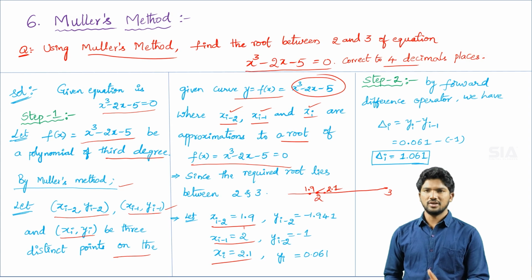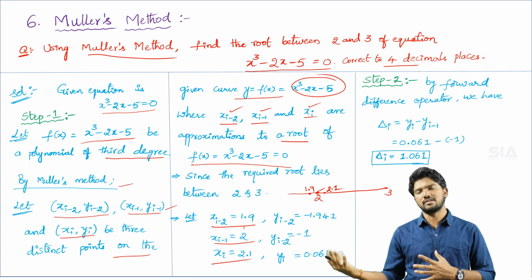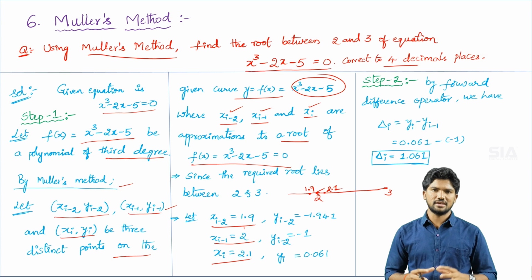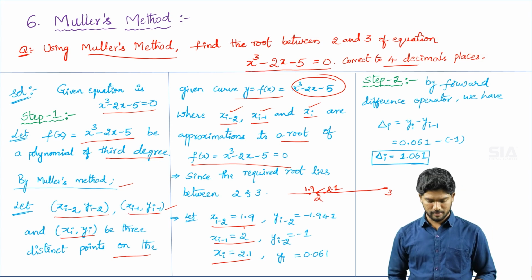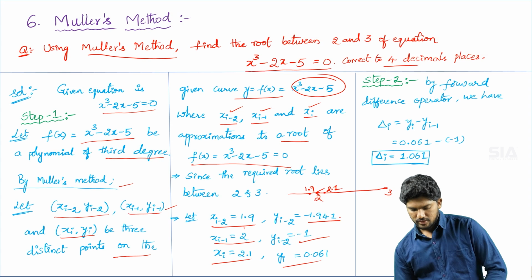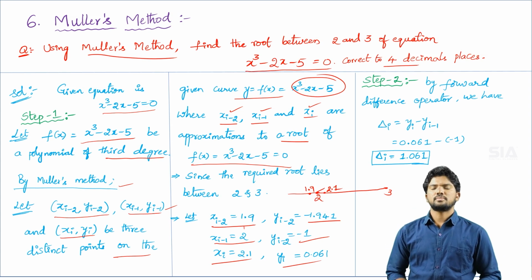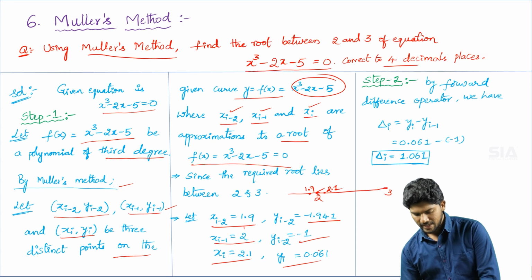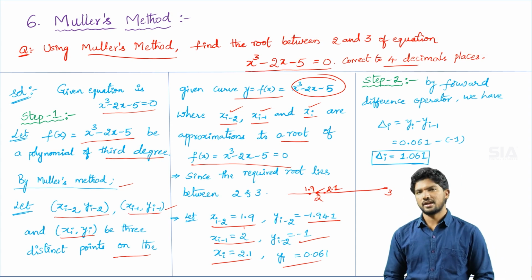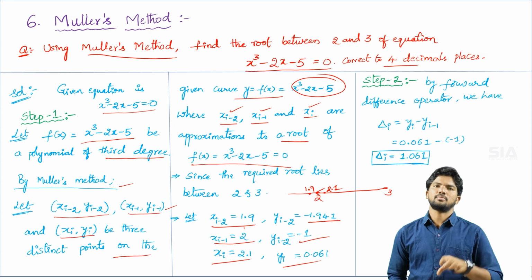Okay, so for x suffix i minus 2, the left neighborhood value is 1.9, and for x suffix i, the right neighborhood value is 2.1, and the 2 itself we have taken as x suffix i minus 1. Similarly, y suffix i minus 2 is equal to minus 1, y suffix i minus 1 is equal to 9.1, and y suffix i is equal to 0.061. So here also we are taking minus 1 at the left neighborhood and right neighborhood as the initial values. Therefore, this is the total of step 1.